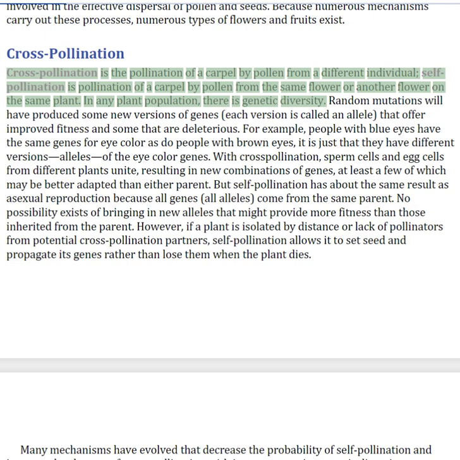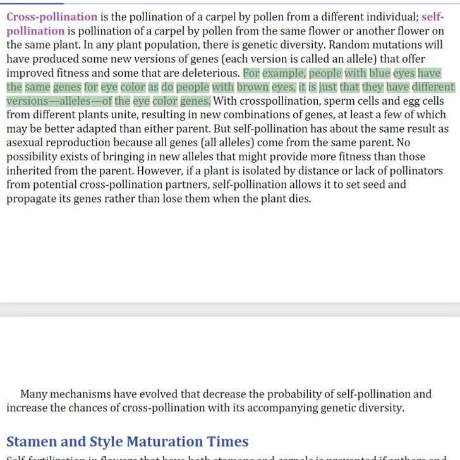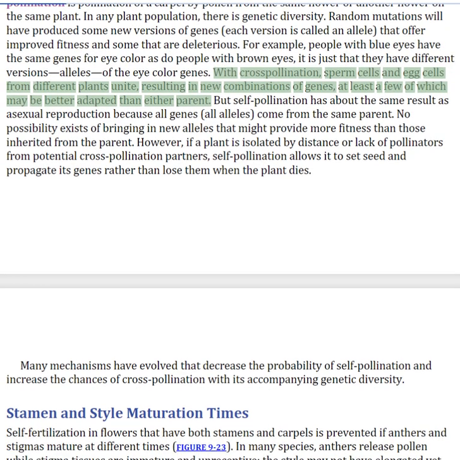In any plant population, there is genetic diversity. Random mutations will have produced some new versions of genes that offer improved fitness and some that are deleterious. For example, people with blue eyes have the same genes for eye color as do people with brown eyes, it is just that they have different versions, alleles, of the eye color genes. With cross-pollination, sperm cells and egg cells from different plants unite, resulting in new combinations of genes, at least a few of which may be better adapted than either parent.